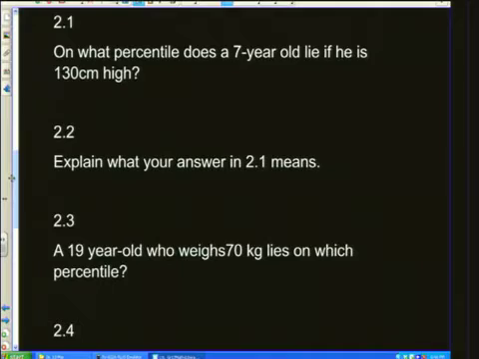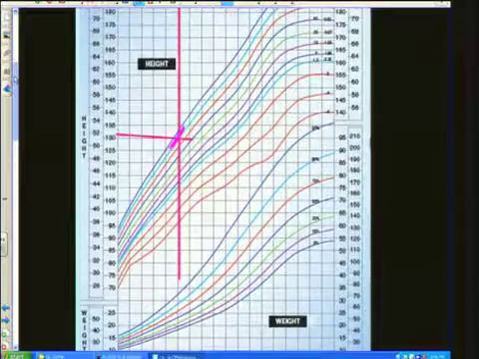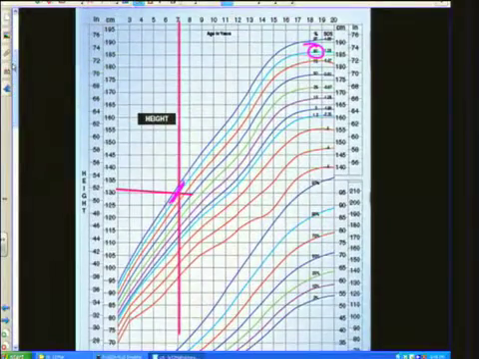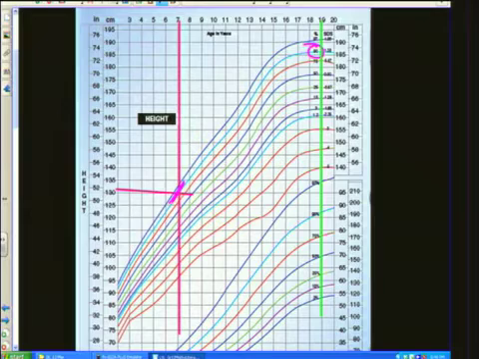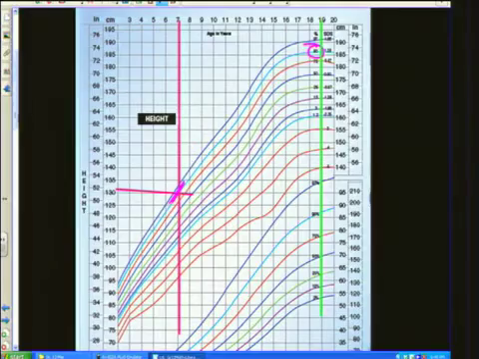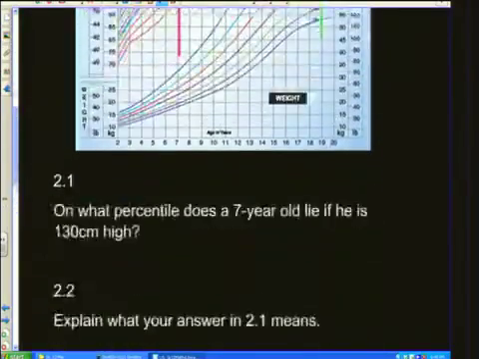Now, a 19-year-old who weighs 70 kilograms lies on what percentile? So, we're going for, how old are they, James? 19 years old, brilliant. So let's use green. Why? Because I want to. Okay. So on the green, 19 years old, here they are. So we know we're going to find that information somewhere on that green line. What else do we know? We're also given the weight, which was, let's have a look. It was 70 kilograms.